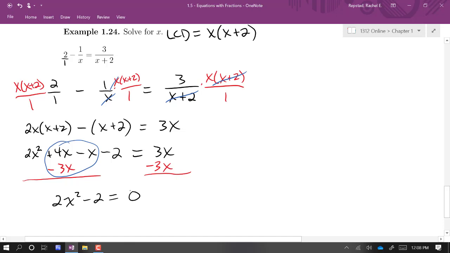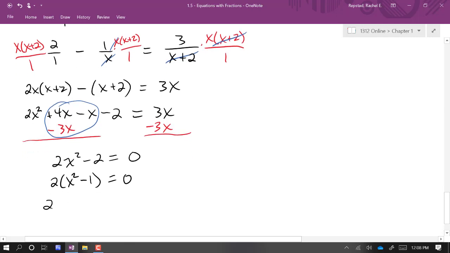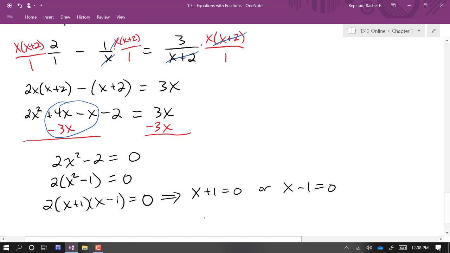This is a quadratic, so let's recall, one of the ways we can solve a quadratic is to see if it'll factor. We could definitely take out a 2 here. And once we do that, you might recognize this, we've got a difference of squares, so we could factor this all the way. And if we have a product set equal to 0, the only way that happens is if one of the factors is 0. And that gets us two solutions, x equals negative 1 and x equals 1.